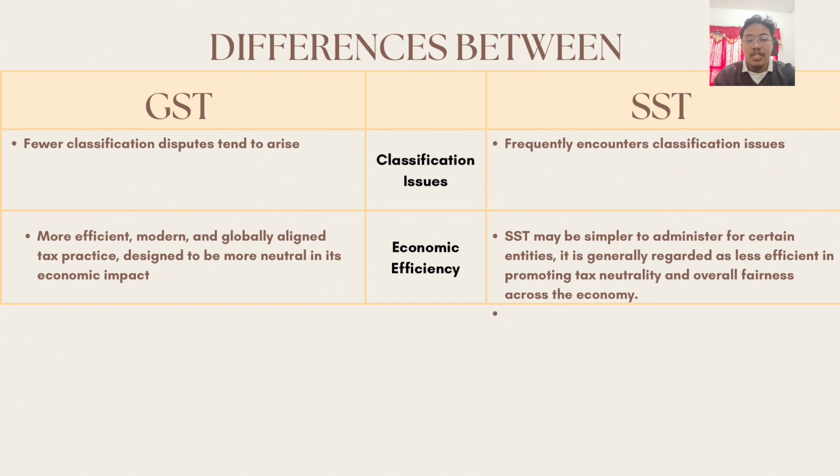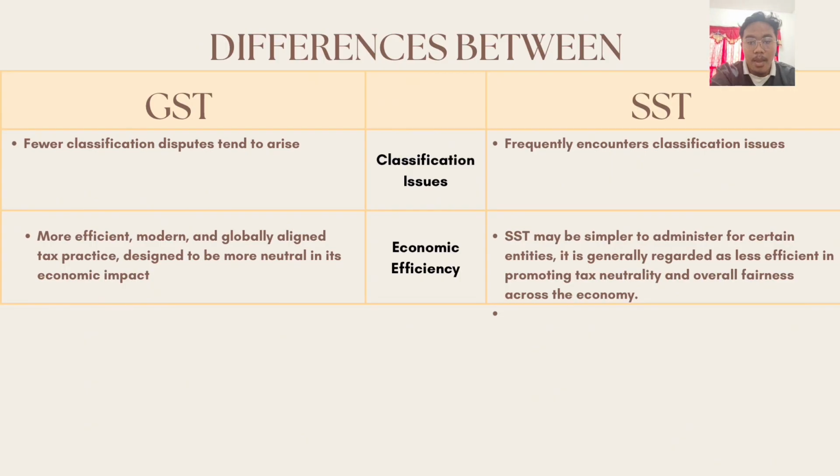Finally, classification issues and economic efficiency. With GST, there were fewer arguments about which product or service fell into which tax category, which makes it more efficient and globally aligned. But for SST, there are often more debates about how to classify goods and services, which can make it less efficient and sometimes not as fair across the economy. So there you have it.